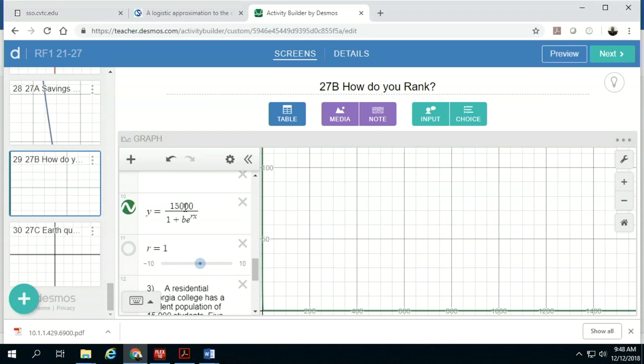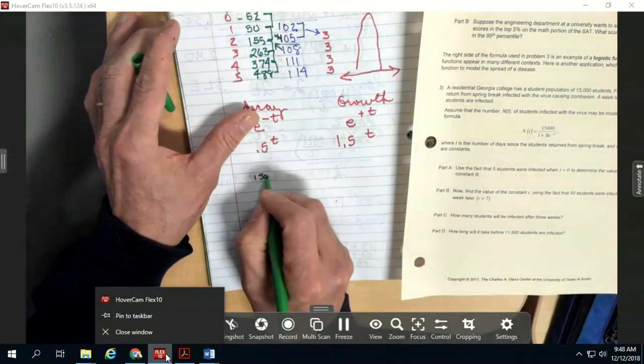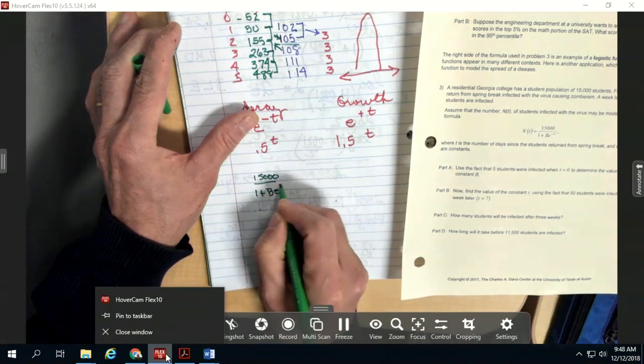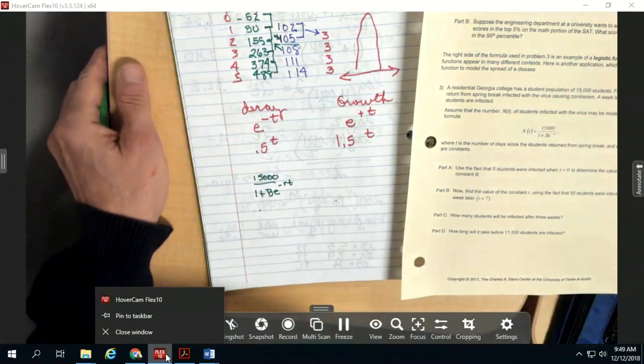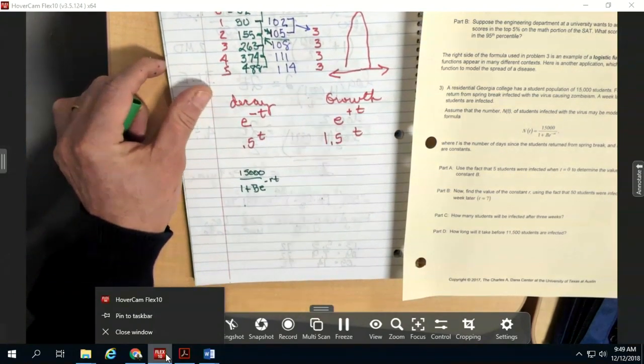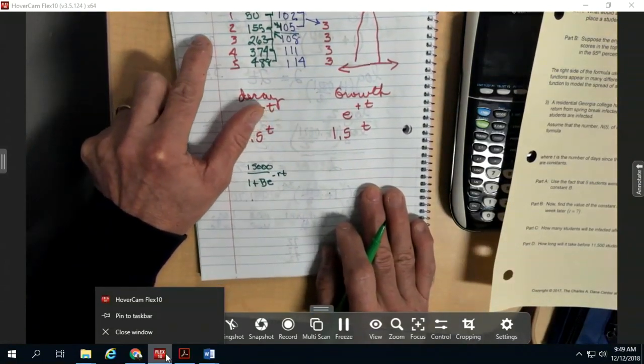So we write N of t equals 15,000 over 1 plus b e to the negative rt, where t is the number of days since the students returned from spring break, and b and r are constants.